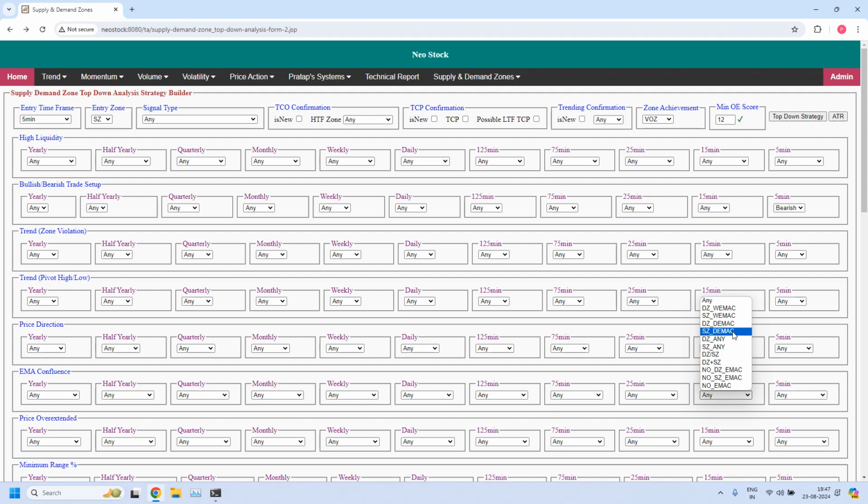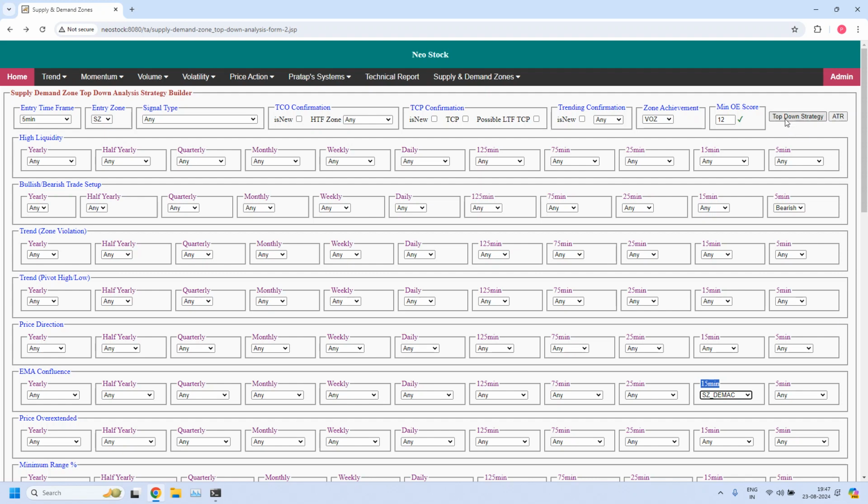The 15-minute supply zone with daily EMA confluence. Time frame 15. So 15-minute supply zone with daily EMA confluence we are verifying. Why are we verifying? Because all the filtered stocks are having 5 minutes and 15 minutes zone confluence. They are overlapped with each other. So 15 minutes zone confluence is there. It's a very good trade setup.